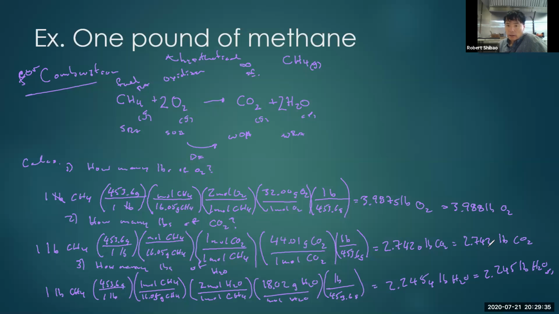So altogether, I made about 5 pounds of product. So I should have started off with about 5 pounds of reactant. So 1 pound plus about 4 pounds. So I started off with about 5 pounds of reactant here, 1 pound of methane, 4 pounds of oxygen. And I end up with 5 pounds of product, 2 3/4 pounds of CO2 and 2 1/4 pounds of water. And so mass was conserved in this particular reaction.